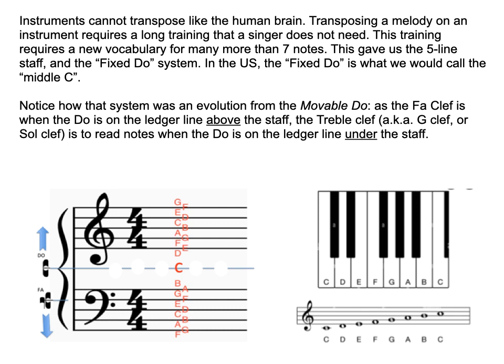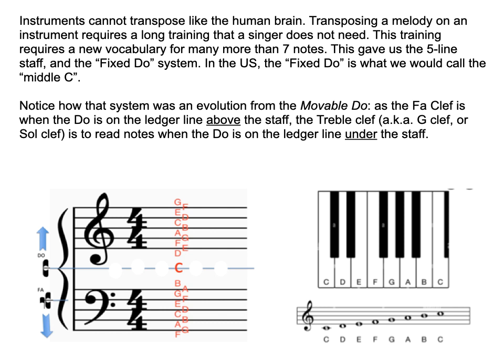Second part. So in the first part, we saw how we can move a do clef up and down four lines, because as humans we are natural transposers. We can transpose music without even thinking about it. But instruments cannot transpose like the human brain. Transposing a melody on an instrument requires a long training that a singer does not need.